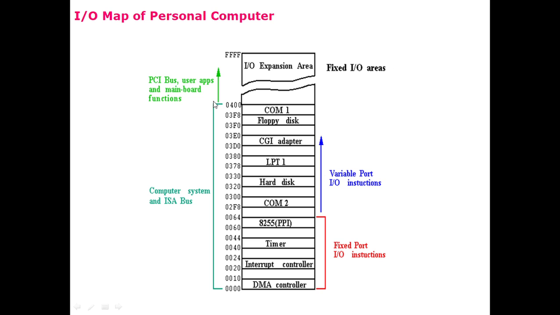So the port addresses from about this point are used for the PCI bus. They can be used by the user applications and the mainboard functions.